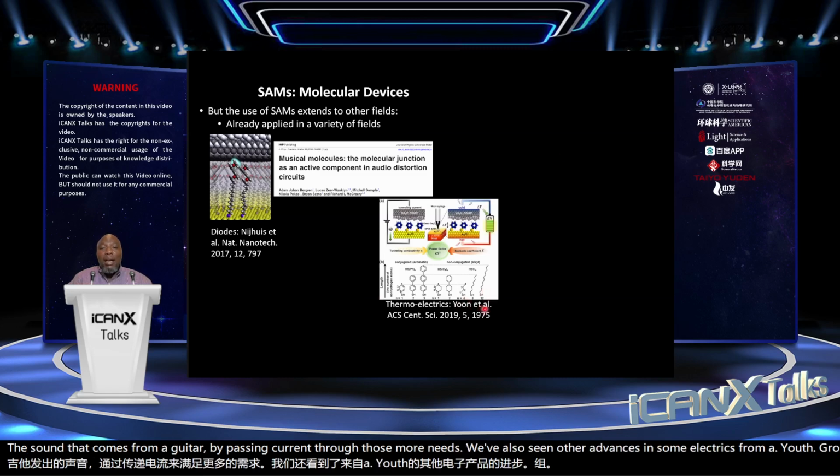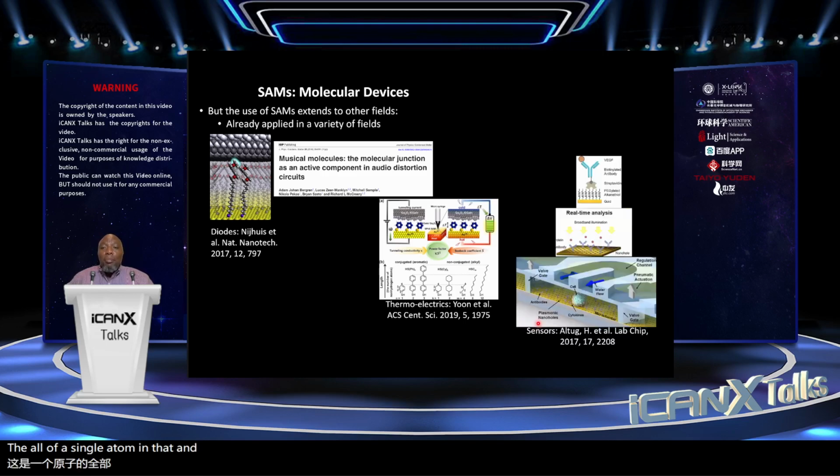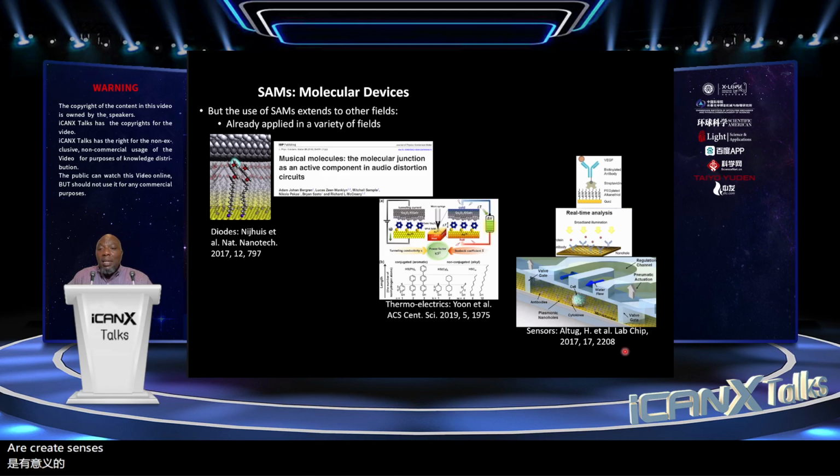We've seen work also from here in North Carolina, from Chichi's lab, on quantum tunneling and the role of a single atom in that. And more generally, there's a lot of work, as I mentioned, in the patents that is based on sensors. Here I'm showing some work based on a coupling of monolayers with some plasmonics to create sensors from Tishal Tubes lab in EPFL.